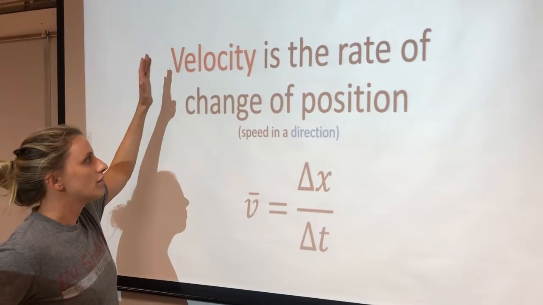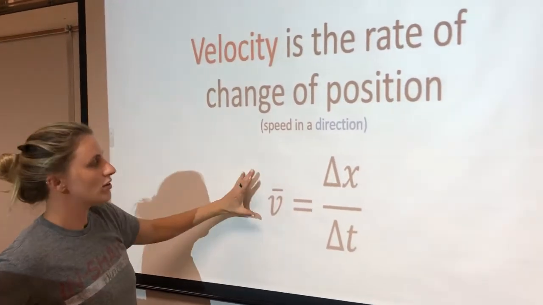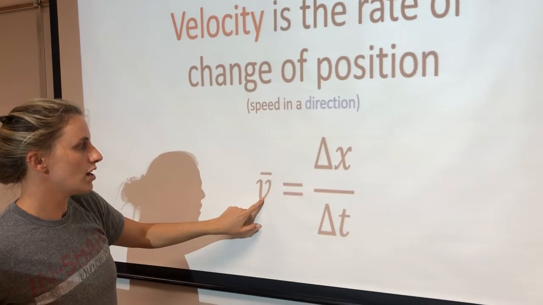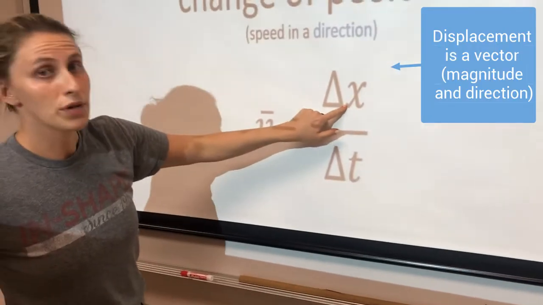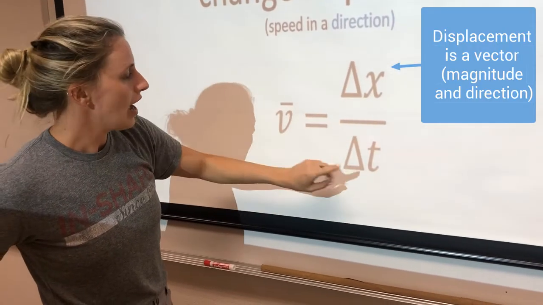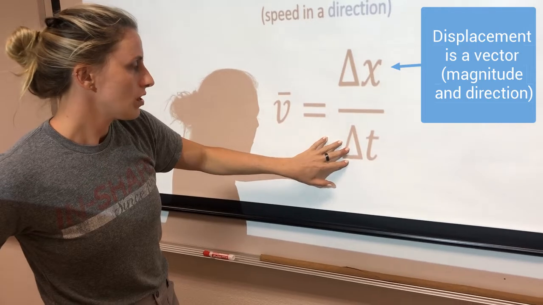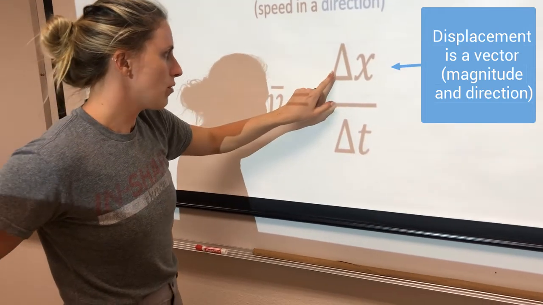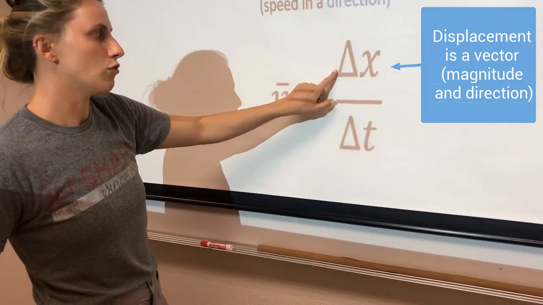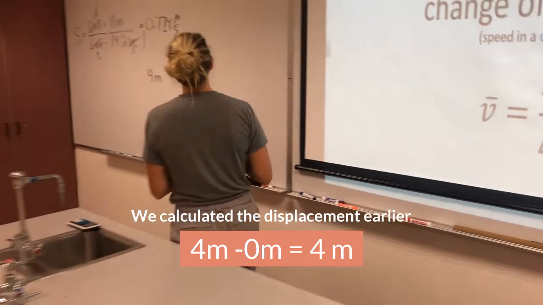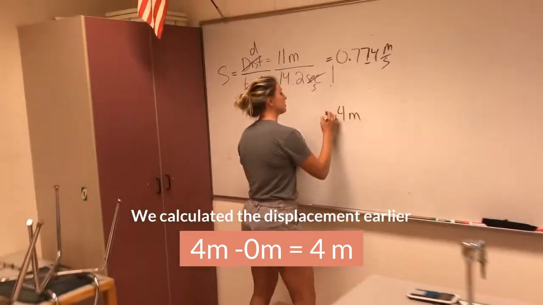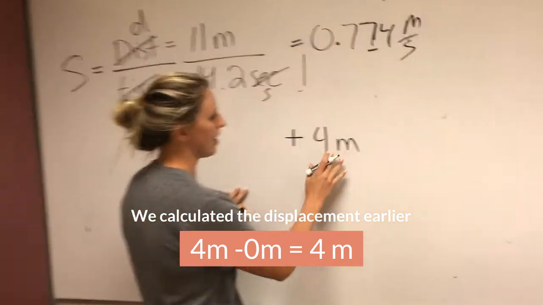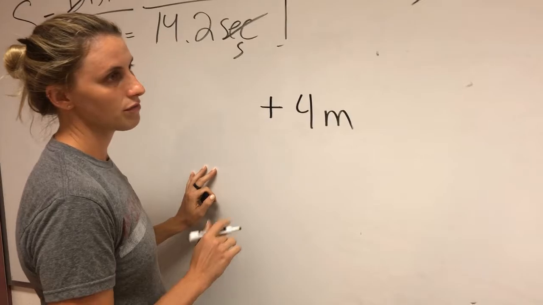Velocity is the rate of change of position. Here's our equation. V stands for velocity. This is displacement, which we have calculated, and this is the change in time. So we know before that we calculated this as a positive 4 meters. So I'm going to come over here. I'm going to put a plus sign right here because it is a vector quantity. It has a magnitude and a direction, positive.